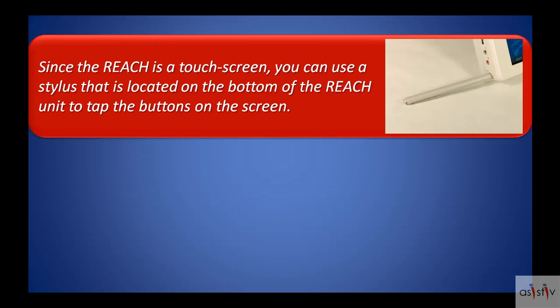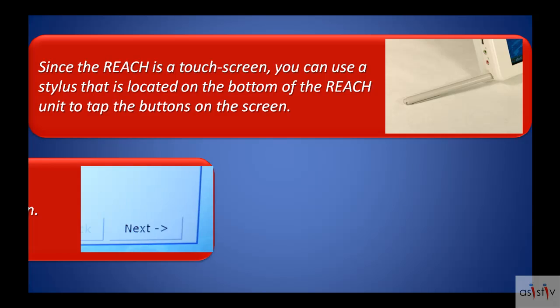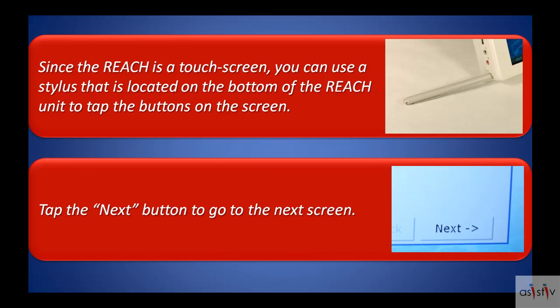Since the Reach is a touch screen, you can use a stylus that is located on the bottom of the Reach unit to tap the buttons on the screen. Tap the next button to go to the next screen.